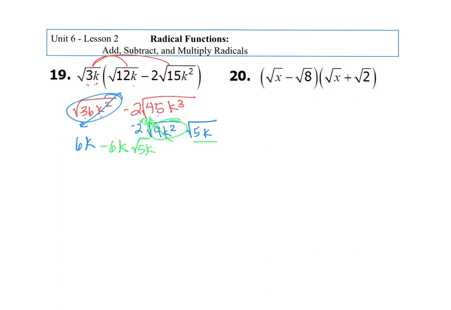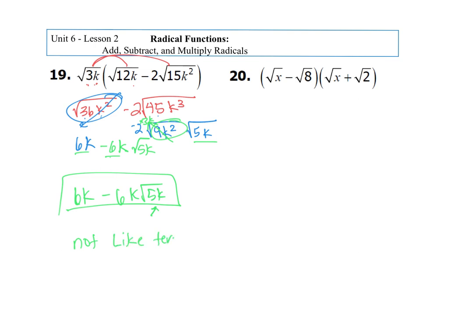Now these are not like terms, even though they have this negative 6k part, they're not like terms. The answer is going to stay because of this 5k that was underneath. It's not a like term to my first term. As much as they match, we cannot put them together, not like terms. They do not have the same radical.